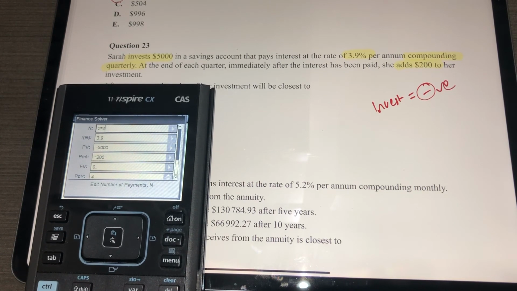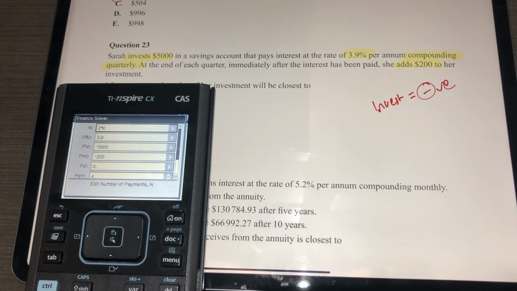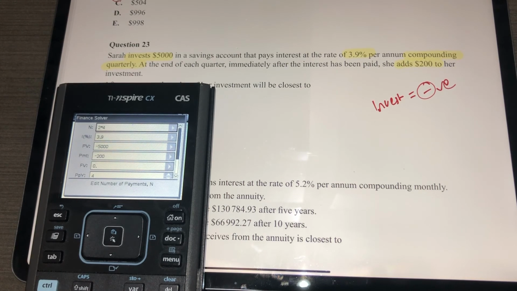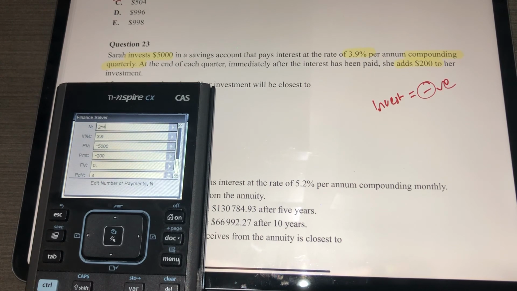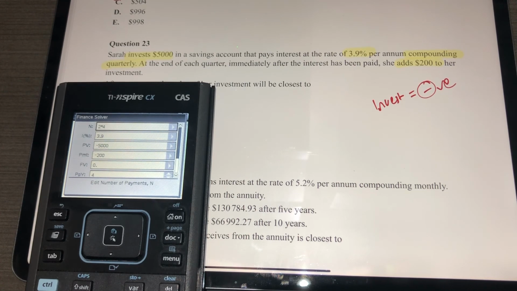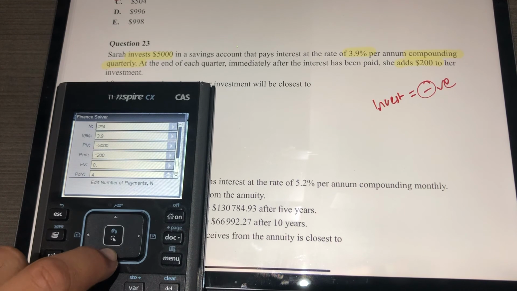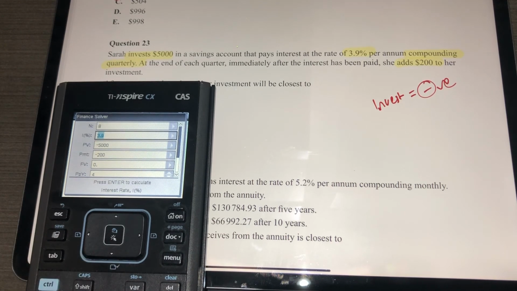So how to do this? N, the number of times. I say 2 years. So I find how many years it goes for. And then I multiply it by the number of times it's compounding. So it's compounding quarterly, which means 4 times. If it's compounding monthly, I do 2 years times the 12 months. If it's annually, I do 2 times 1, and so forth. So 2 times 4, and you don't need to multiply that. The calculator does it automatically. 2 times 4 is 8.